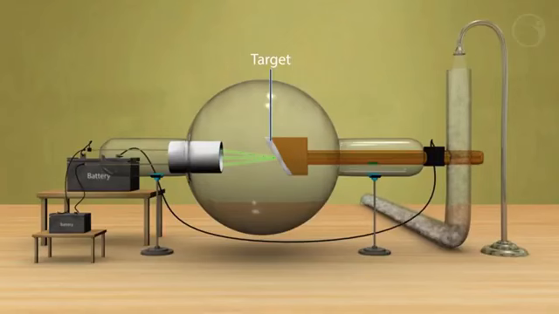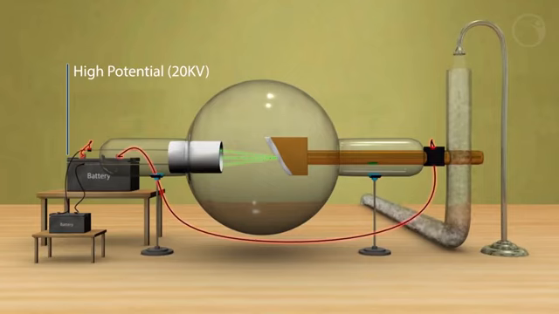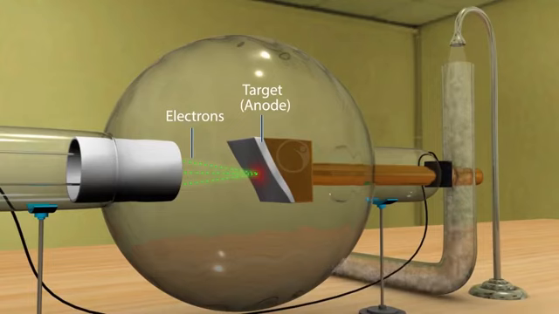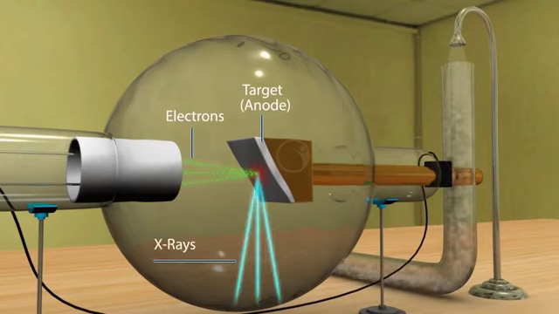The target is also tilted at an angle of 45 degrees, causing the electrons to hit at an angle. This will produce the X-rays almost perpendicular to the electron beam. A very high potential of 20 kV is applied between the source and the target. Due to the high potential difference, the electrons are accelerated towards the anode and it hits the metal. When it hits, the kinetic energy is transferred to produce X-rays.